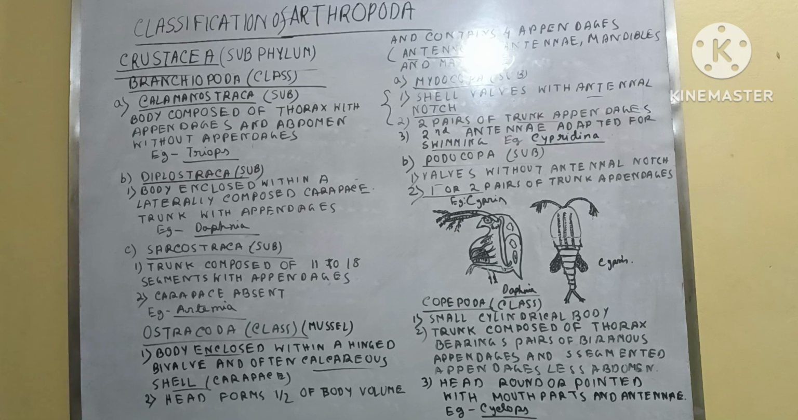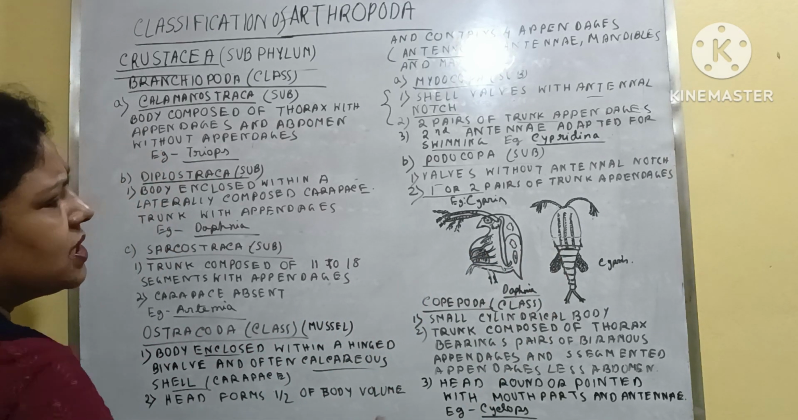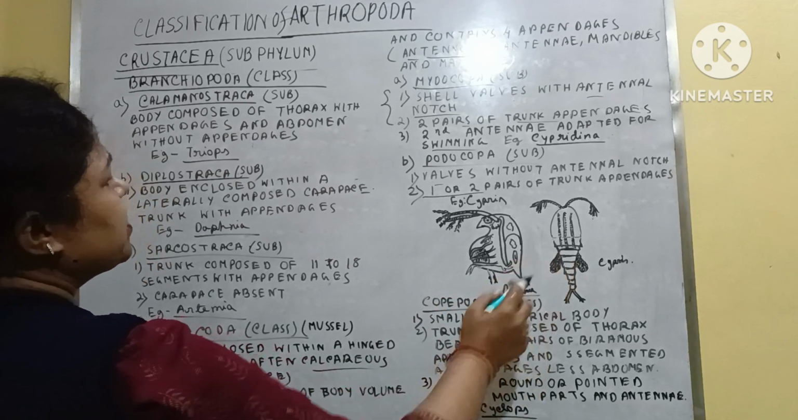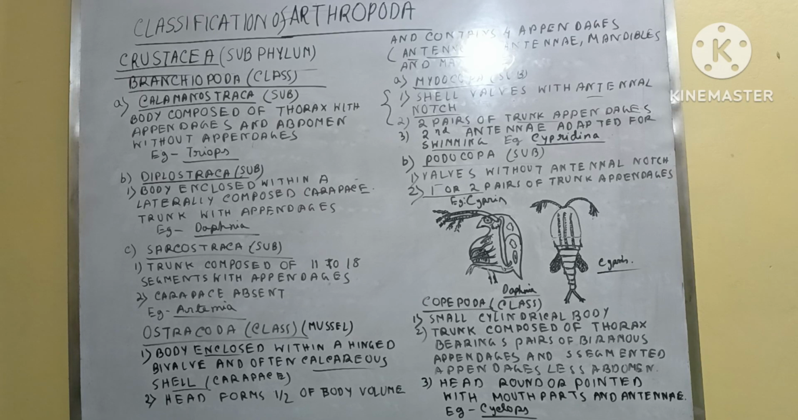Clear? And here I have drawn two rough structures. One is Daphnia and the other is Cypris. Two rough structures I have drawn here. You just see, and obviously you can get the correct picture from the book.